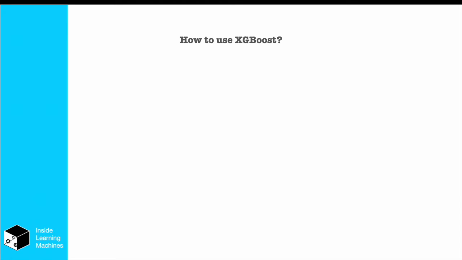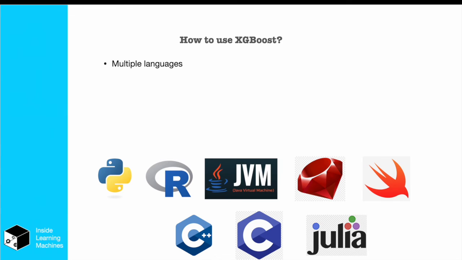So having said all of this, perhaps now I've convinced you that XGBoost is a good model to try out for your supervised problem. How can you go about doing that? Well, there are various programming languages that have an API in XGBoost. So we have Python, R, Java Virtual Machine, Ruby, Swift, Julia, and C and C++. There are APIs in each of these languages where you can build your own XGBoost model.